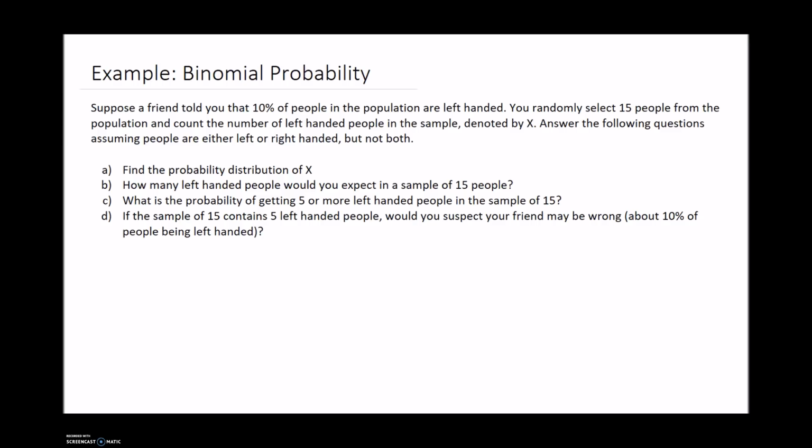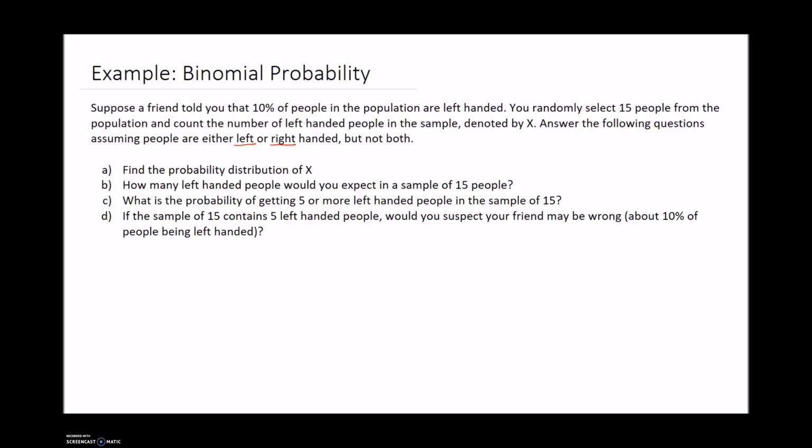So we need to answer the following questions, assuming people are either left-handed or right-handed, but not both. This is where the binomial kind of stuff comes in. We have two options, either you're left-handed or you're right-handed, okay? If we had anything other than two options, then it would no longer be a binomial question.